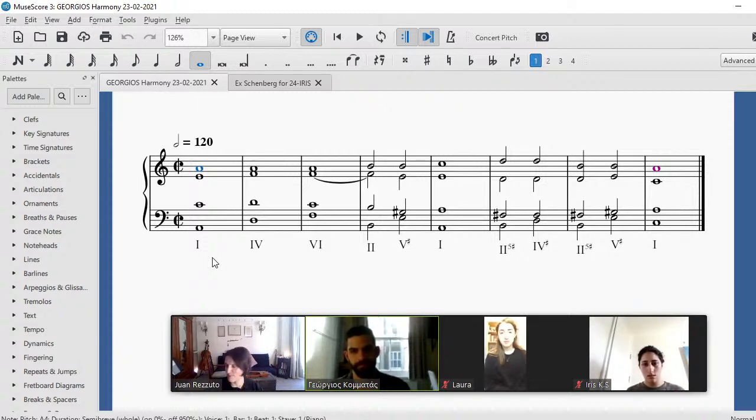Isn't that amazing that for the first time we're listening to something minor after 1 year? So cool. Okay, so you have a very well structured exercise. 1, 2, 3, 4, the cadence.